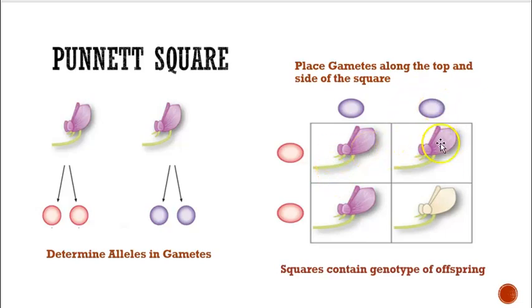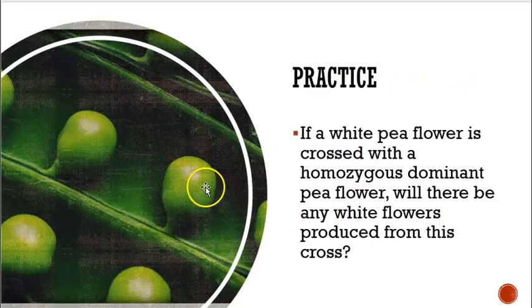Then what if this individual was fertilized by this one? And then you would fill in the block there what their allele combination would be. Same thing, you would go take this one, go down, and go across and fill in the block with the allele combinations. So let's do a little practice session on this one. It says if a white pea flower is crossed with a homozygous dominant pea flower, will there be any white flowers produced from this cross? So a white pea flower is crossed with a homozygous dominant pea flower.